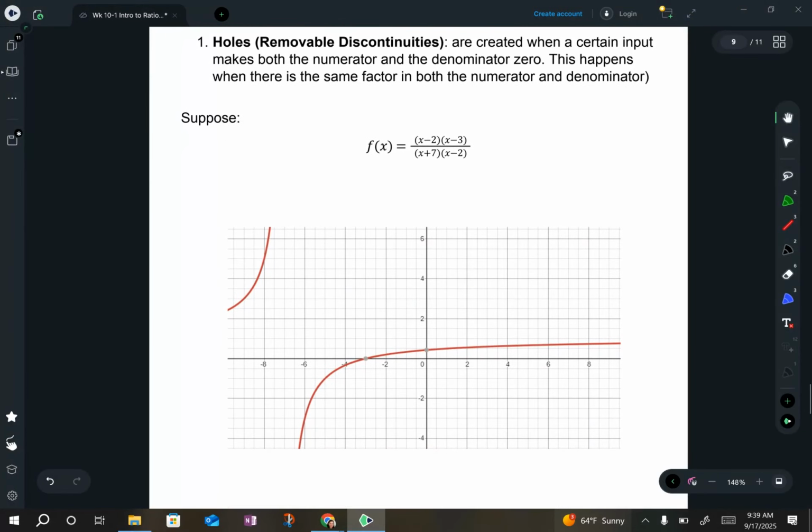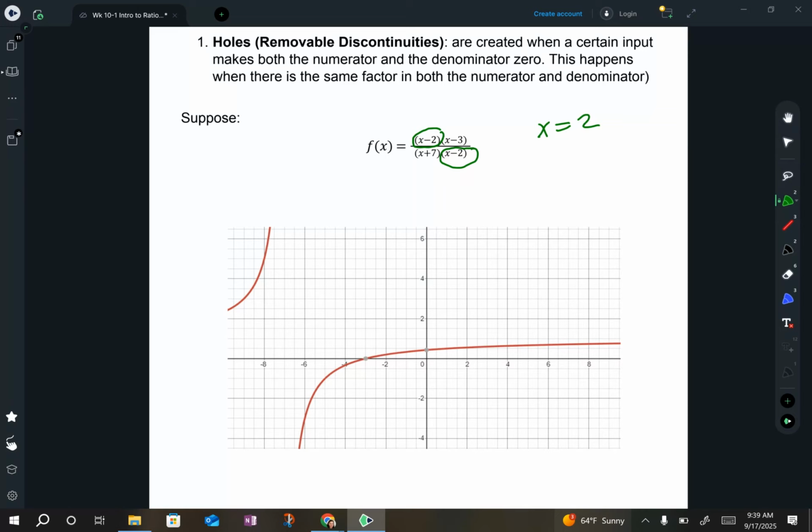So if we look at this function here, f of x, we can see that at x equal to 2, the numerator is going to be 0, and the denominator is also going to be 0. All right, you're tempted to cancel these because algebraically you can cancel them, but the function is defined that way, so you can't do it if you're actually trying to graph this function.